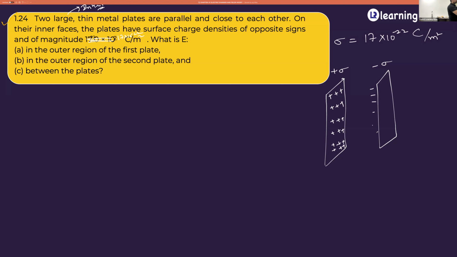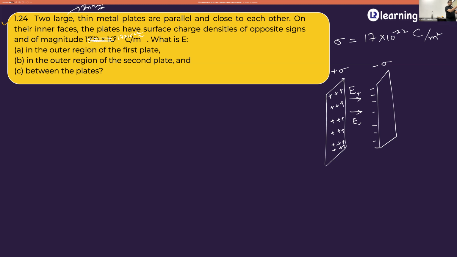The negative is like this. Right. Due to the positive charge, what is going to be the direction of electric field? Rightward. So this is the direction of electric field due to the positive charge. What is the direction of electric field due to the negative charge? It is towards itself. Am I clear with this?